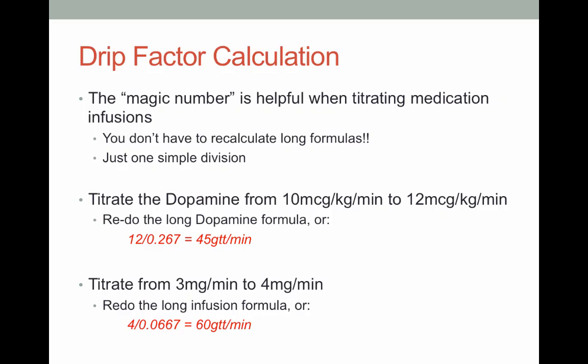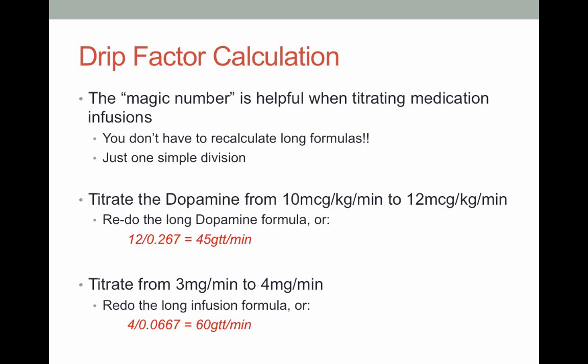We are going to be adjusting either upwards or downwards based on our patient's response. So that's when the magic number comes in handy, because with that number we don't have to recalculate any of those long formulas when we want to adjust or change the dose that our patient is getting. We just do a simple division and we get our new drop number. So if I wanted to titrate that dopamine that we just dealt with from 10 mics per kilogram per minute to 12 mics per kilogram per minute, instead of redoing the long dopamine formula, I can just take the new dose, that 12, divide it by the magic number I had for that drug in that patient, and I get 45 drops per minute, and we can adjust that up from the 38 that we originally had.